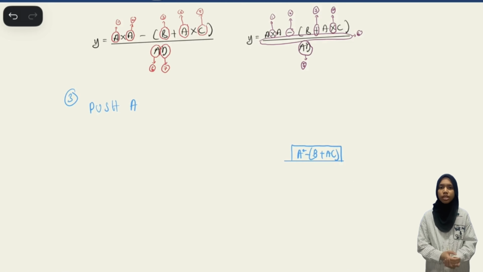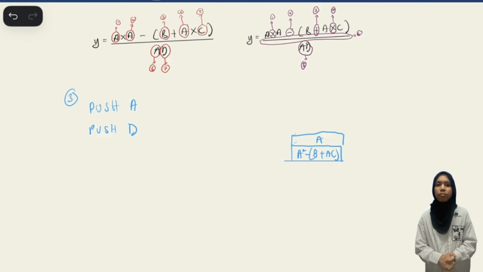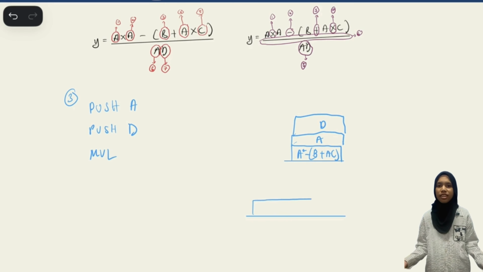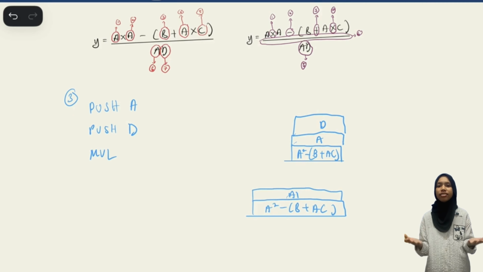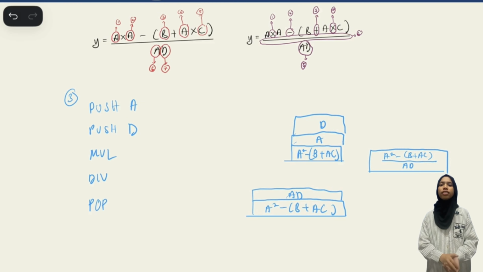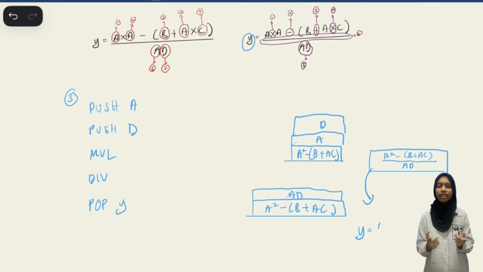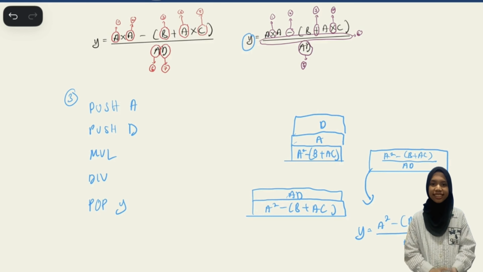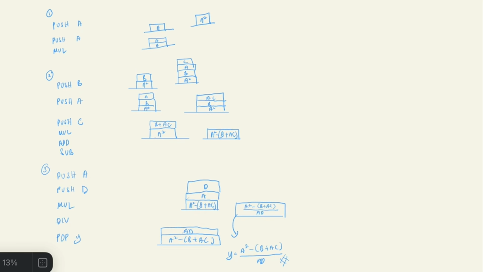After that, push A and push D, then perform MUL. Finally, perform DIV to get the final result, and don't forget the last step, pop Y to store the final answer in register Y. You will get the final result for zero address like this.